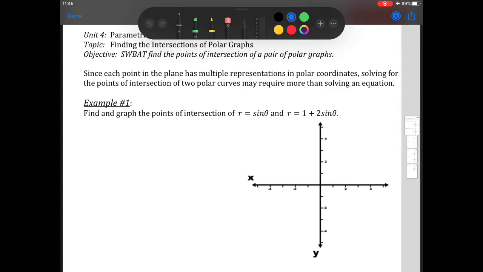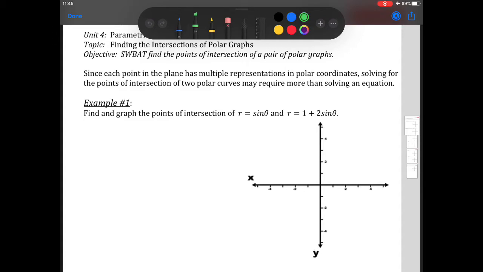So think about it. Whenever you've worked in the past with systems, what did you do? You set the two equations equal to each other, right? And the points of intersection are your solutions. So that's basically the same idea we're working with here, but we have a few more things to take into consideration. Since each point in the plane has multiple representations in polar coordinates, solving for the points of intersection of two polar curves may require more than solving an equation.